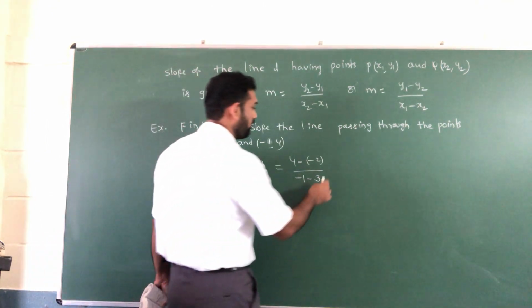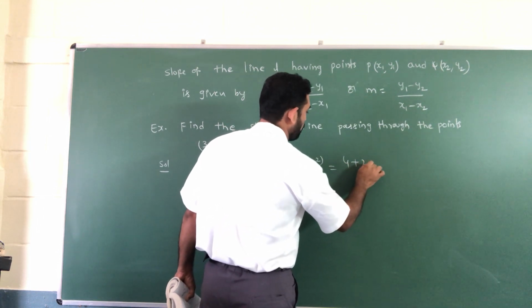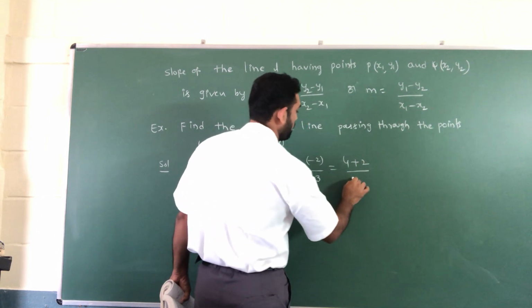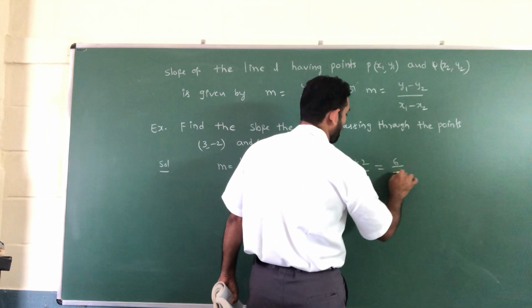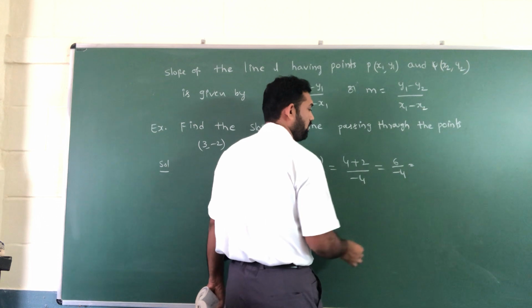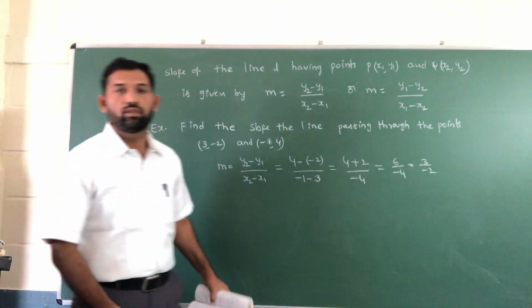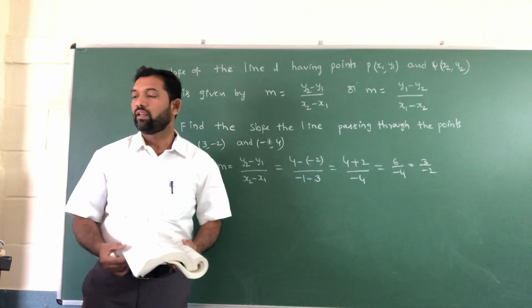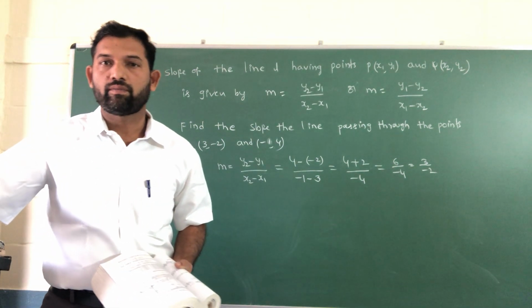So on simplification, minus of minus is plus: 4 plus 2 divided by minus 4. That is 6 by minus 4, which simplifies to 3 by minus 2. That is the slope of the line joining 2 points. Note down fast.